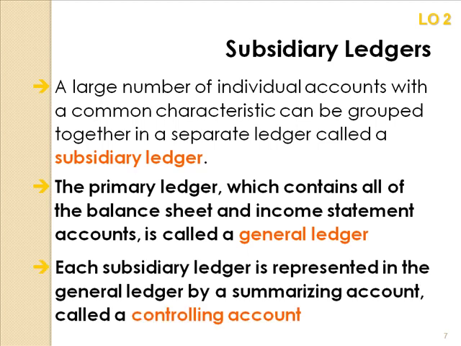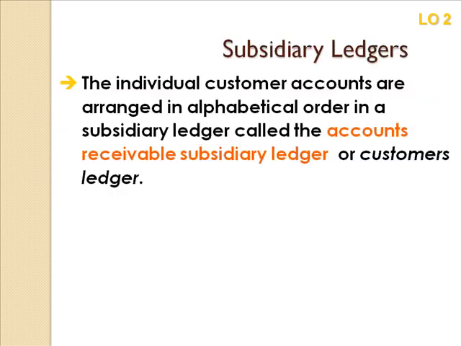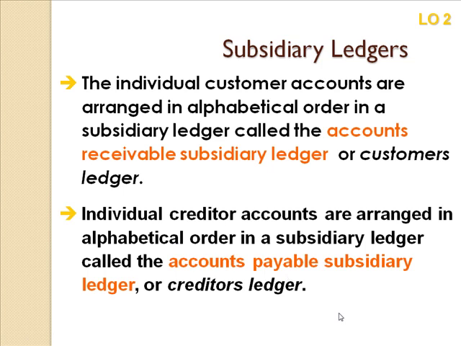Each subsidiary ledger is represented in the general ledger by a summarizing account called a controlling account. The individual customer accounts are arranged in alphabetical order in the subsidiary ledger called the accounts receivable subsidiary ledger or customer ledger. Individual creditor accounts are arranged in alphabetical order in a subsidiary ledger called the accounts payable ledger or creditors ledger, or in business terms, vendors. Let's take a look at what a customer ledger looks like.